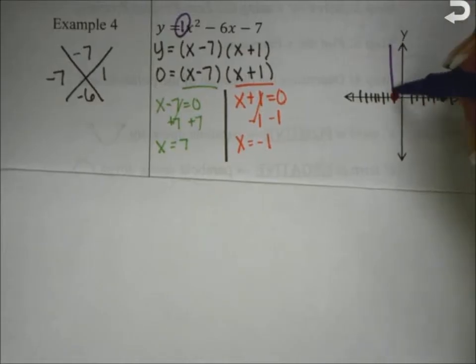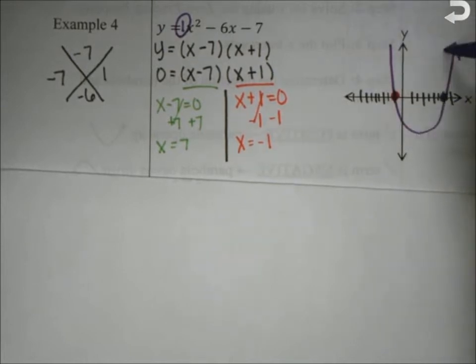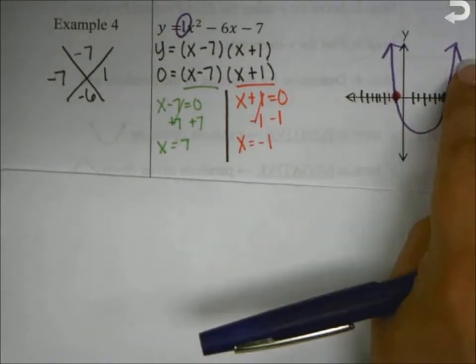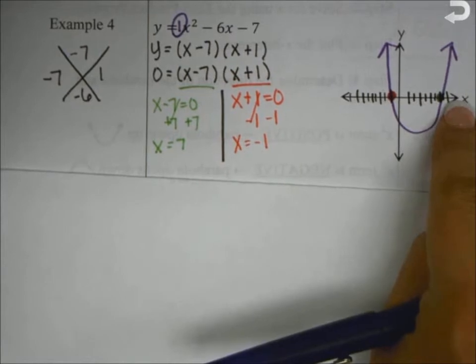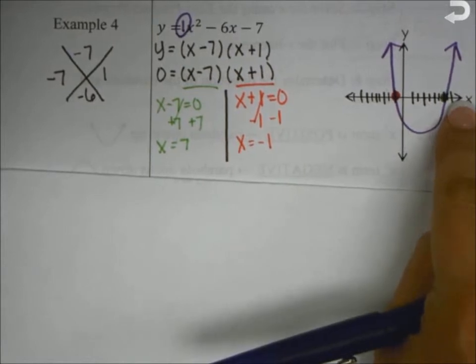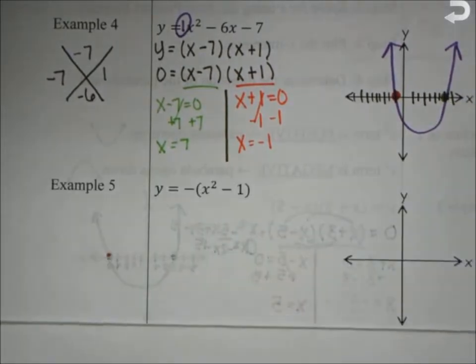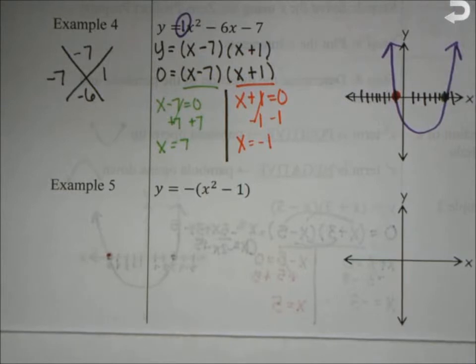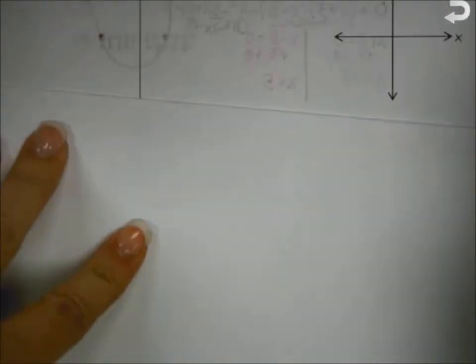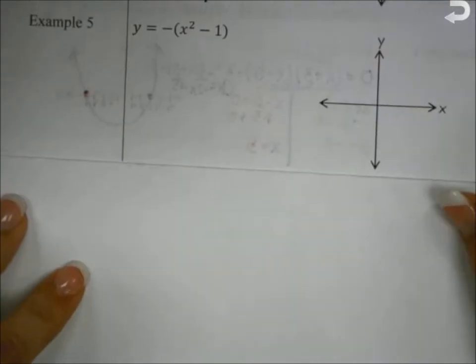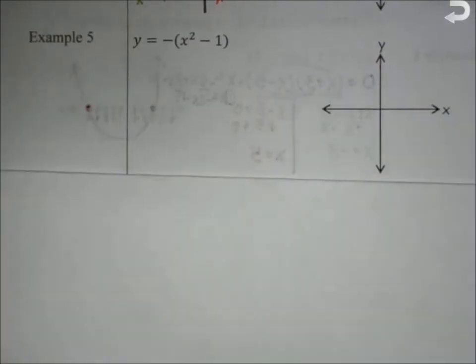So let's try another one. Example 5. We have y equals -x squared minus 1. So the first thing I want to do is this thing in parentheses, I want to factor it. So I'm going to go through our 4 factoring methods. We want to look for a GCF first, but I don't see one in here.